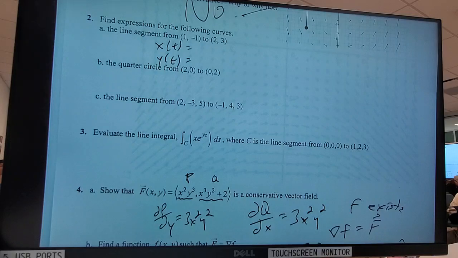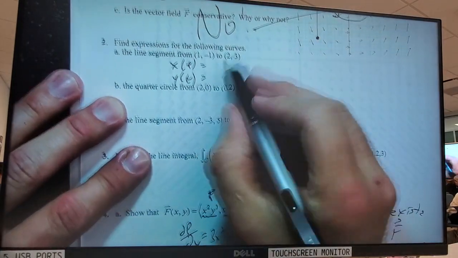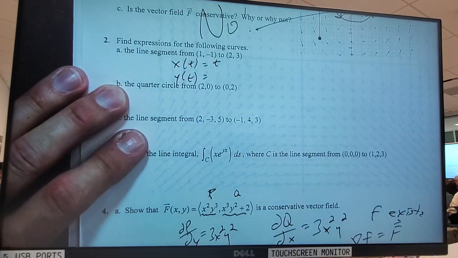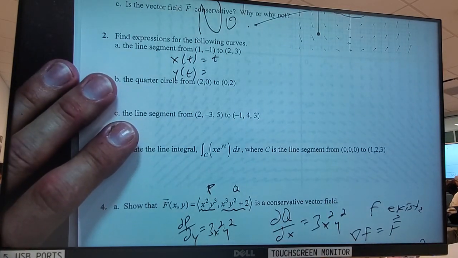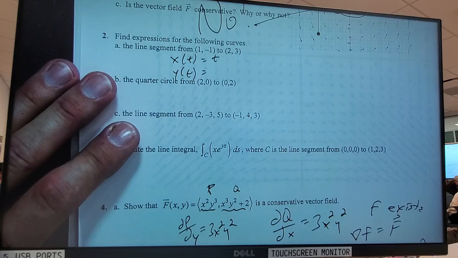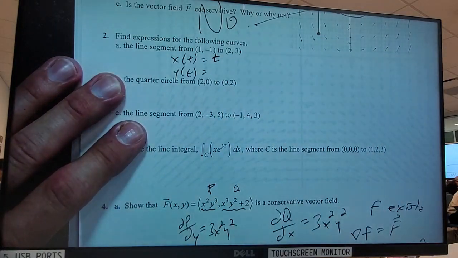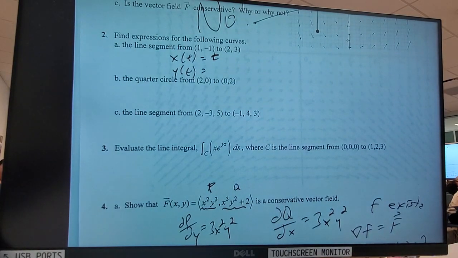So what if I said x is t? Well, this will end up in the same place, but we'll see if you guys are cool with this. What would y have to be? So when x is 1, y is -1. And when x is 2, y is 3. I wonder if I did the other way for you guys already. I don't think so.